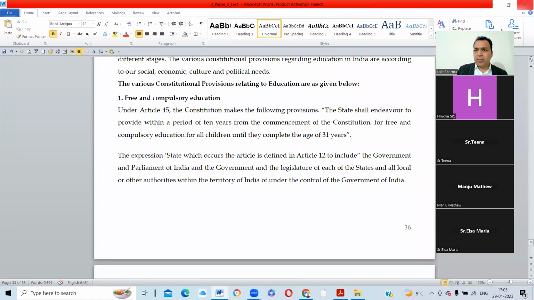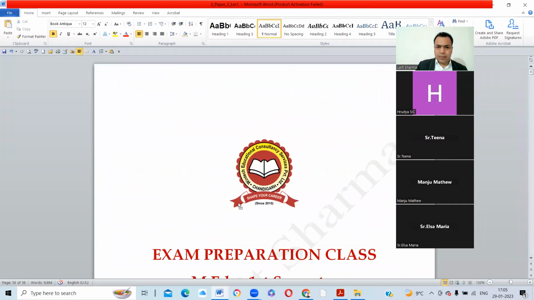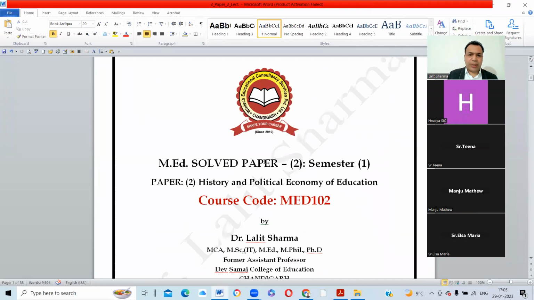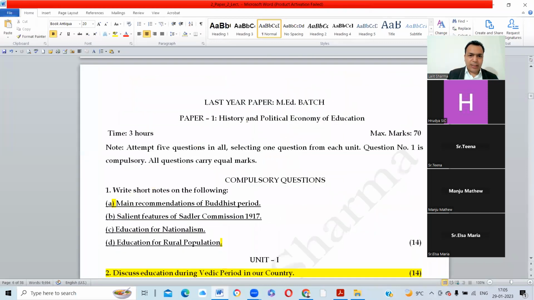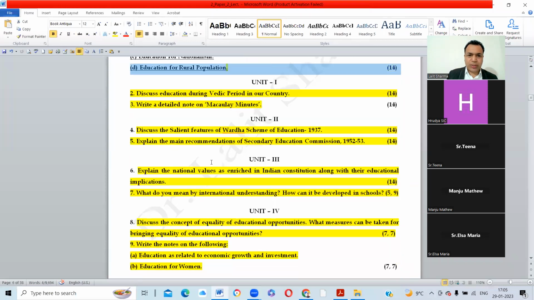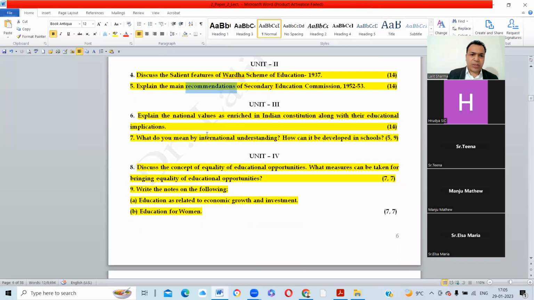Now we can see our last year paper. Plus 1. So how many questions have we done? So you can see that. Okay, so these compulsory questions we have done. Okay, one is left, rural populations. Okay, right? Macaulay Minute we did, Wardha Scheme, secondary education, and explain the national values as enshrined in India. Okay, so 2-3 questions are left, so I will send them by PDF, or anytime when I take the next class, we will discuss.